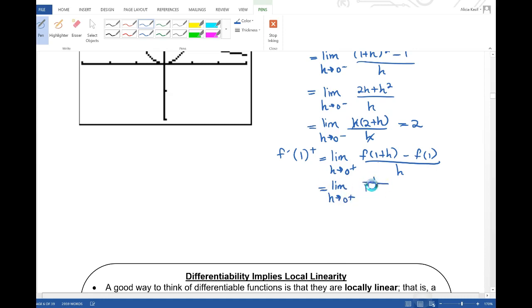That's going to be 1 over 1 plus h minus 1 over 1, all over h. So now what do we need to do? We're going to multiply this one by 1 plus h over 1 plus h.